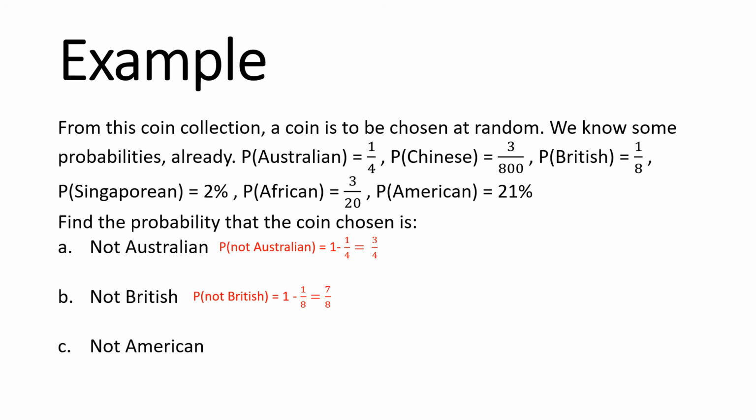And lastly, the probability of it not being an American coin. We know that the probability of it being an American coin is 21%. This is also a complementary event. So the probability of it not being an American coin equals 100% minus 21%, which equals 79%.